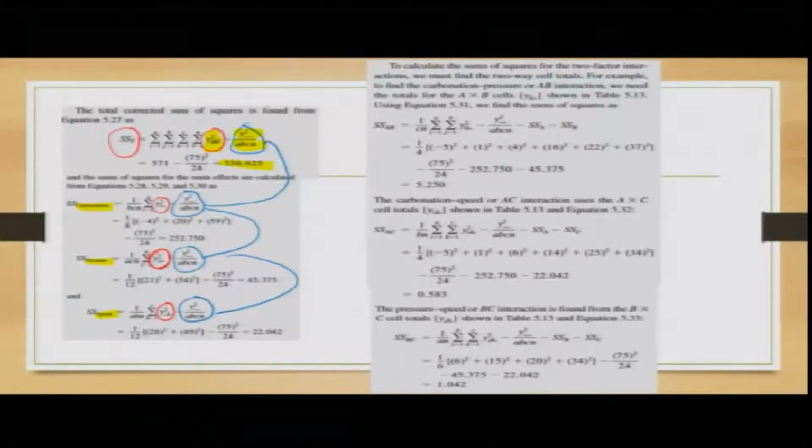As already discussed, using this equation, we find the sum of squares of AB, carbonation and pressure. The value comes out to be about 5.250. I am mentioning the decimal part here. Then for the pressure and speed, I have the value 0.583. Sorry, this is the first and third, which is carbonation and speed. Then for the BC interaction, pressure and speed, the value comes out to be 1.042. The formulas remain the same, you only have to put in the values and try to understand that.